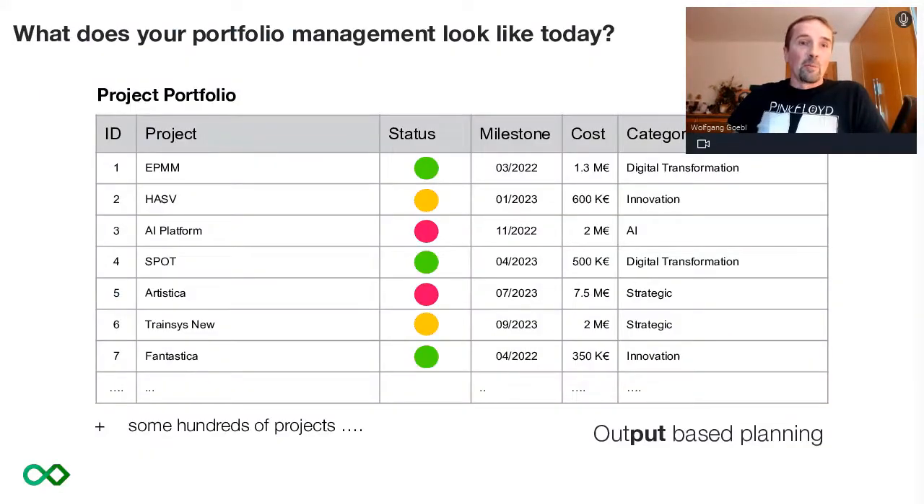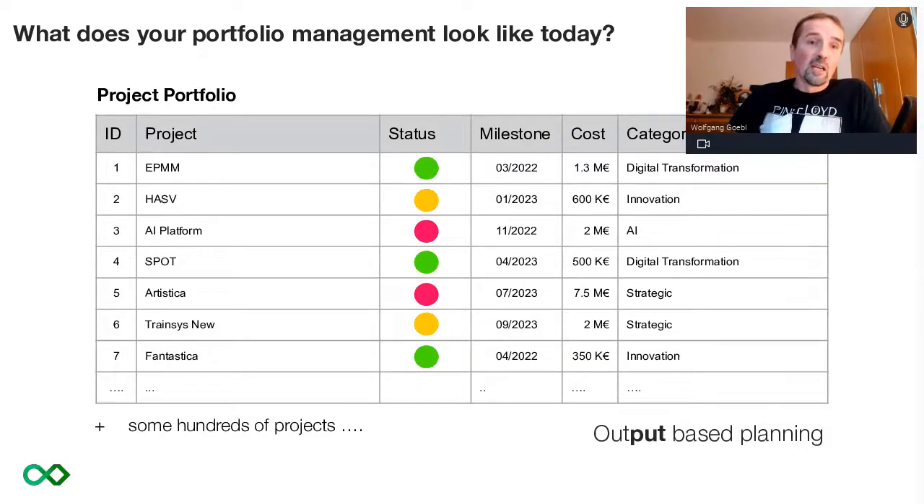Maybe what does your project portfolio management look like today? What I always see is similar to what I've shown here. You have some ID, and then you have hundreds of projects. Usually they are named with an acronym, like EPMM, HASV, Spot, Artistica, sometimes fancy names. But usually there's not really a good categorization, as we see in the last column here. Usually they say, oh, we do this for digital transformation, we do this for artificial intelligence, we do this for strategic reasons. But what does this mean? And is this a good category? Maybe we can find something better, and there will be some suggestions in a few minutes.